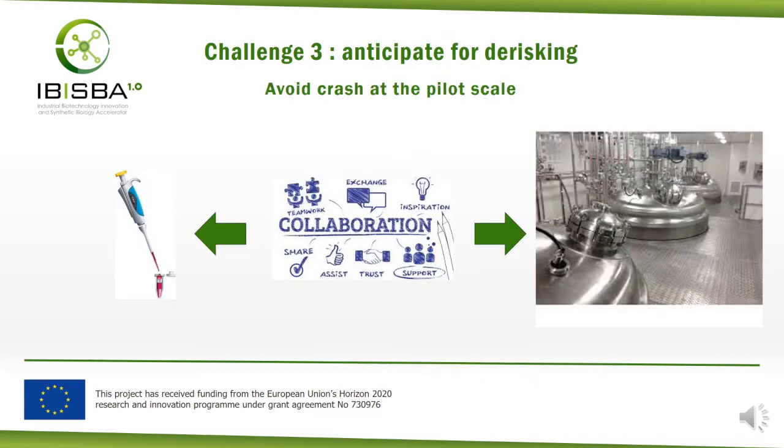The third challenge is to anticipate for derisking. The challenge around biotechnology is to switch from a production biochemistry process with many steps to a one-step production by a microbial cell which catalyzes, for example, 20 reactions from an industrial substrate within the cheapest and most profitable process.